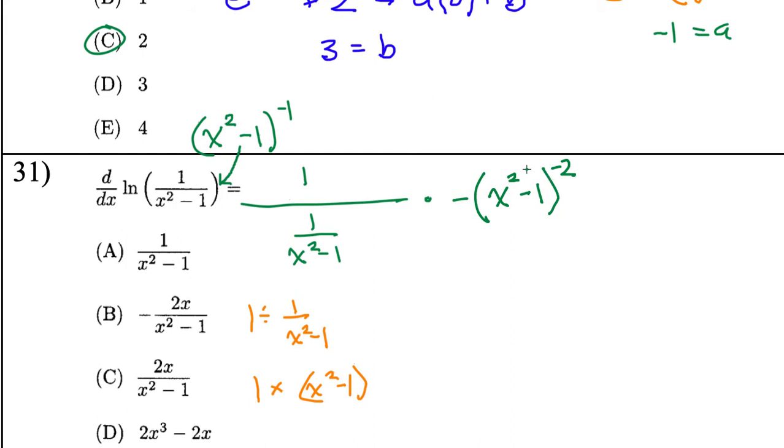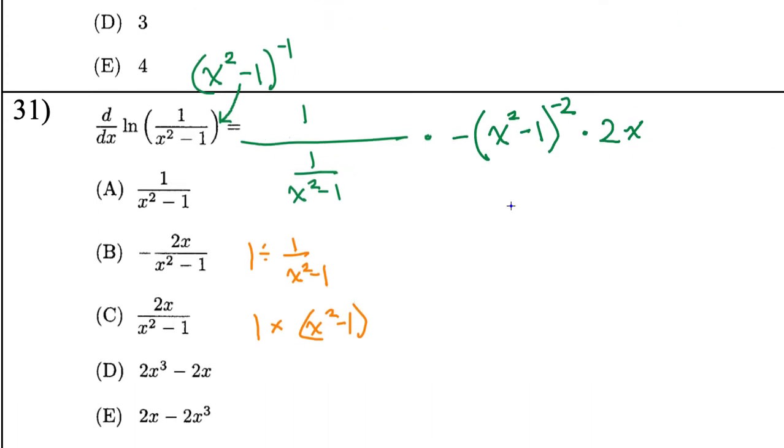So that was my outer, but I haven't touched the x squared minus 1 yet. So that's my inner. I need to take the derivative of that inner to find my innermost. What is the derivative of x squared minus 1? 2x, there it is. So I have my outer, my inner, my innermost. All three of them are multiplied by each other.